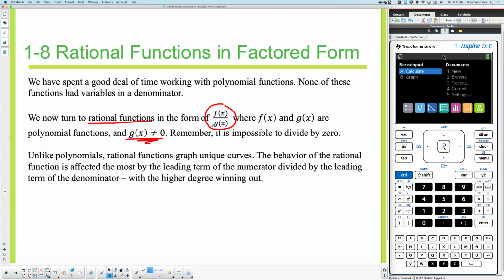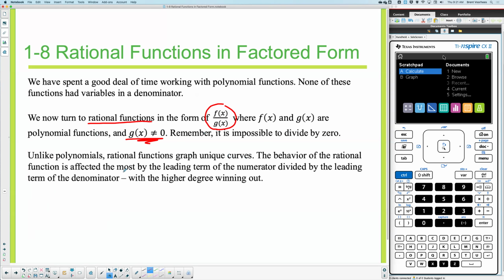G of x refers to what is doing the dividing. That's the polynomial that's doing the dividing. It cannot be 0 because in math, well, in the world, you're not allowed to divide by 0. That's undefined. So that's the keynote here. So we are still going to see curves. The graph's not going to be a line. It's going to be curved. But today, it's not going to just be smooth curves that are continuous. You're going to start seeing curves that break.